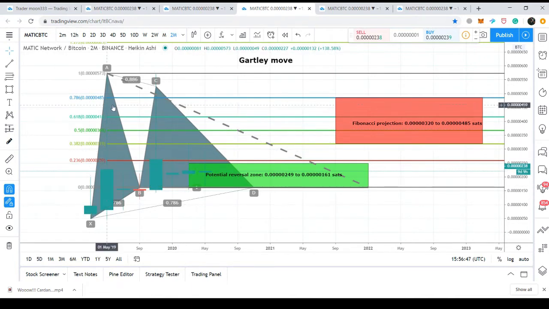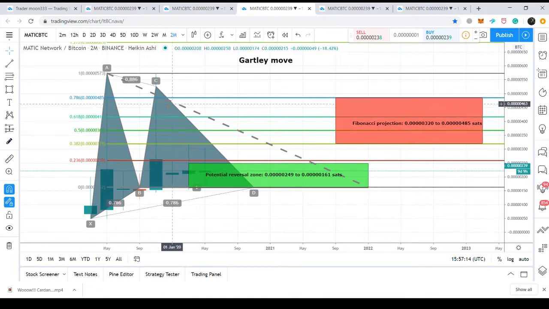This is the initial leg. Then the A to B leg is retraced up to the 0.786 Fibonacci retracement level. This is the first confirmation for the bullish Gartley pattern. Then we have the retracement between 0.382 to 0.886 Fibonacci projection. I have just ignored this extra spike, and this is the projection of the A to B leg. So this C leg is the second confirmation of the bullish Gartley pattern.